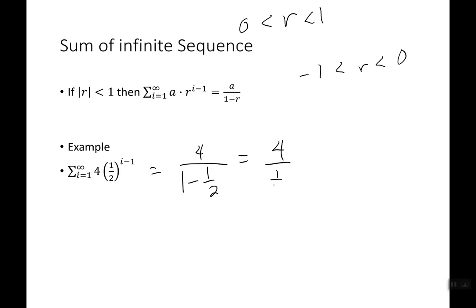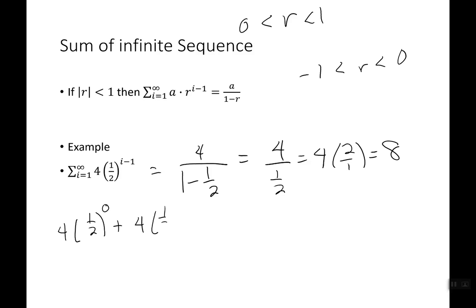1 minus 1/2 is 1/2. 4, I can keep 1 over 1/2 flips to 2 over 1, and I get 8. Let me write out a couple of the elements of the sequence just so you can see what we were doing. So we had 4, and then we had 1/2 to the 1 minus 1, which is 0, and then I had 4 times 1/2 to the 2 minus 1, which would be 1, and then I would have 4 times 1/2 squared, right? So you keep seeing that this is going up.